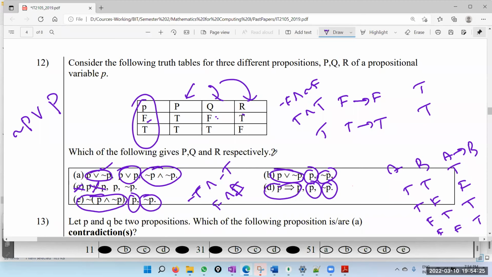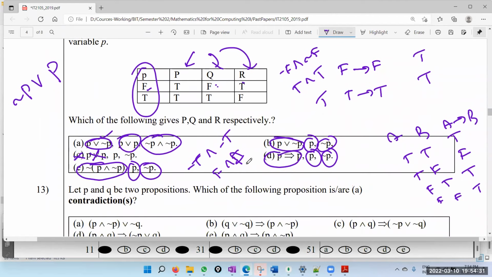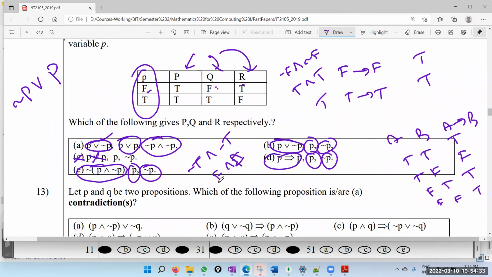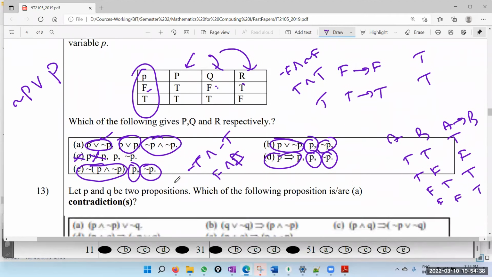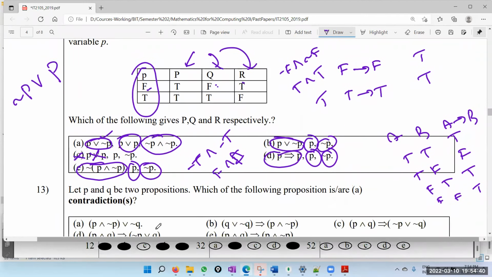Which of the following gives P, Q, R respectively? So I will go for everything other than C. Right? A, B, D, E. That is an interesting question anyway. Let's double check the answer. It's a tricky question as well. Yes, everything other than C. That is a very interesting question. Okay.